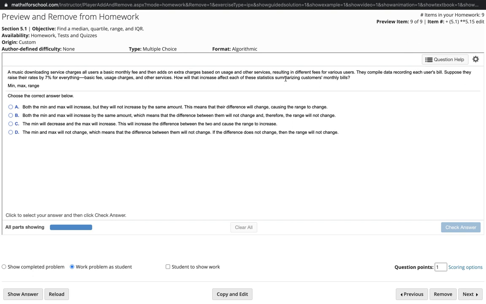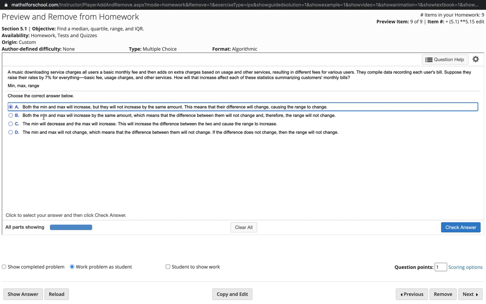So not only are the min and the max going to increase, but how spread out they are, the range, is also going to increase because we don't know what 7% of everyone's bill is. So if the min and the max increase by different amounts, then that means the range is also going to increase. So let's see which one makes the most sense. I think the answer in this case would be A. Let's look at A and make sure that makes sense.